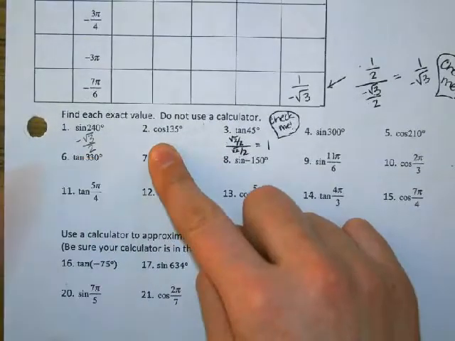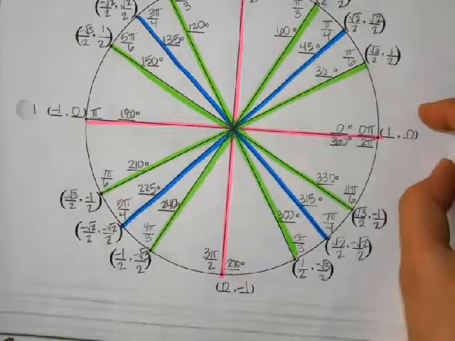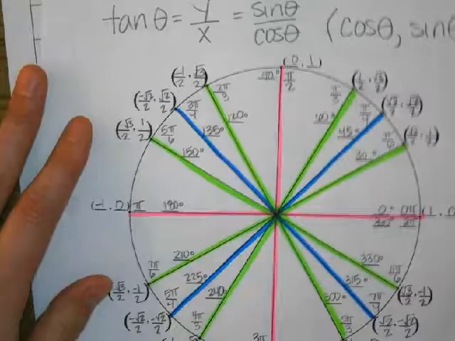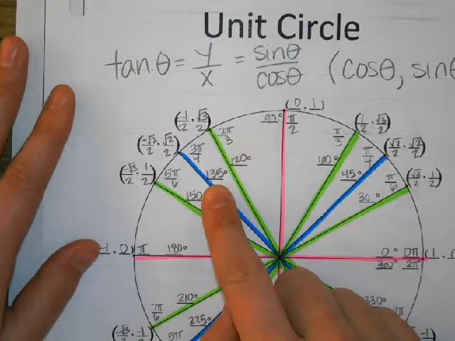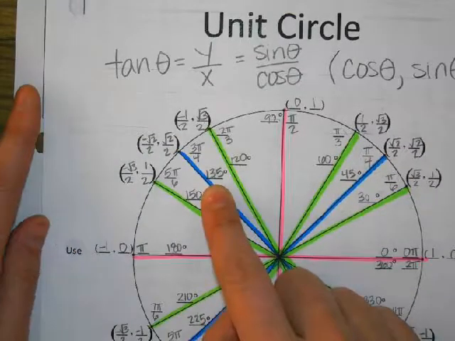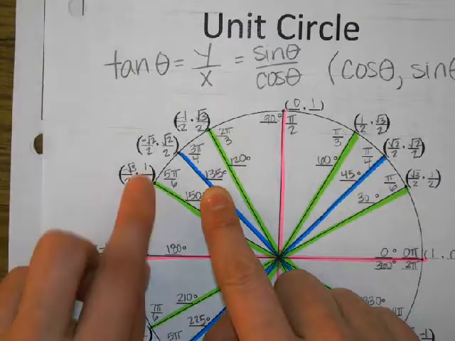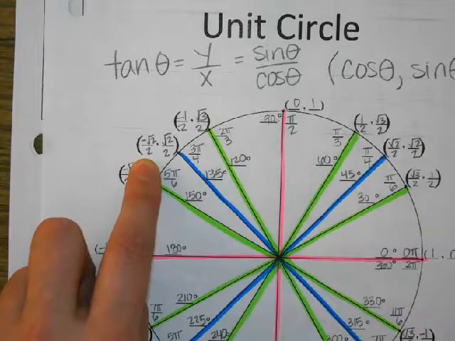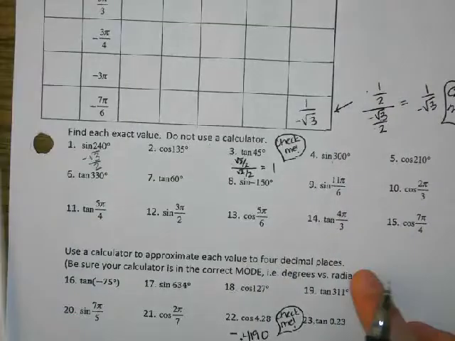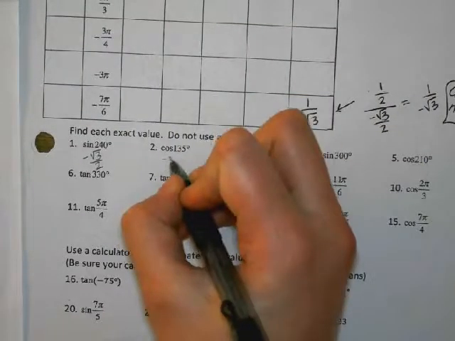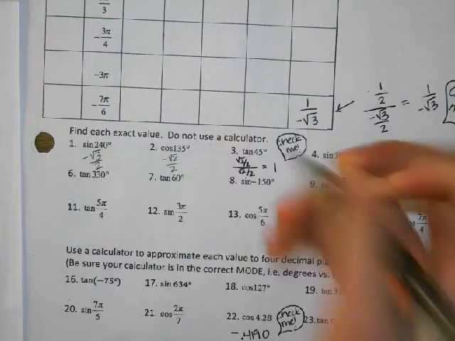Cos 135, what quadrant is 135 in? It's in quadrant 2. We want cos of 135. Do we want the x-coordinate or the y-coordinate? X-coordinate. So what should we write down? Negative square root 2 over 2. Okay.